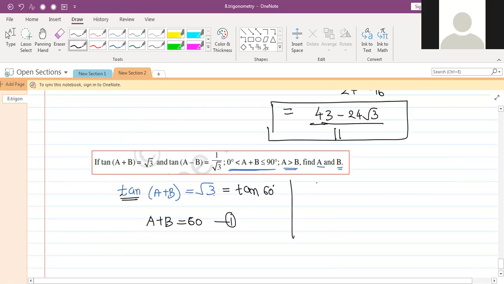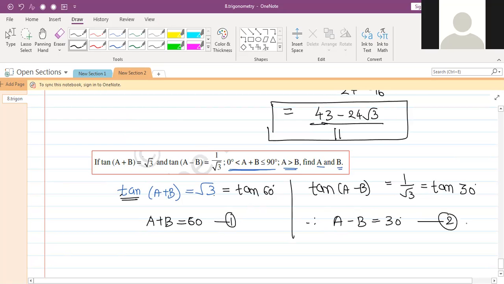Second, we can get from this one, tan (a minus b) is equal to 1 upon root 3, and here also tan is given, so I can use tan, and for which angle do we get 1 upon root 3, that is tan 30. So here also both side tan cancel, that means a minus b is equal to 30, and this one is my second equation.